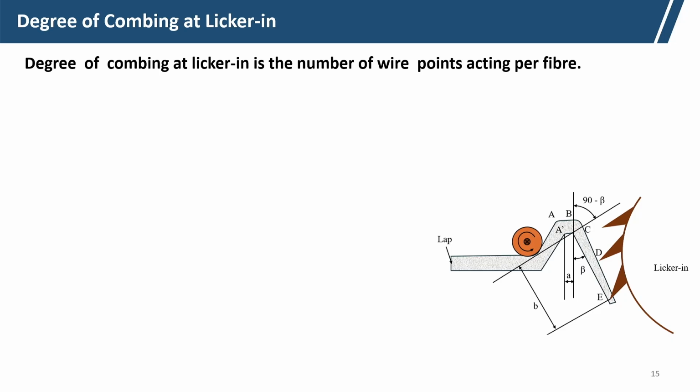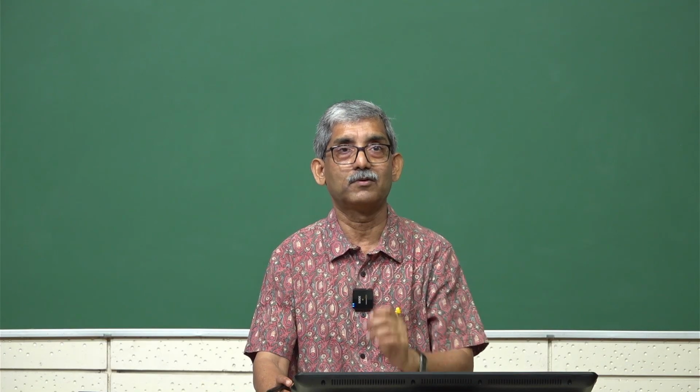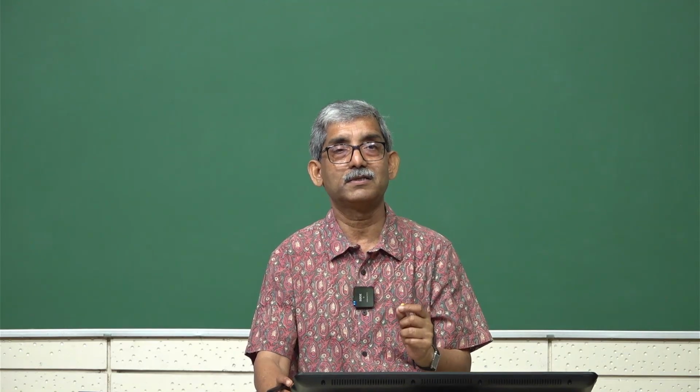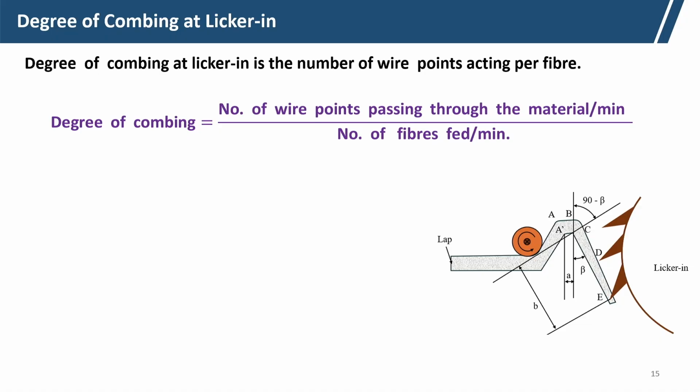And the degree of combing at liquoring is the number of wear points acting per fiber. That we can also calculate, the degree of combing per single fiber, how many liquoring wears are acting. This is the degree of combing: the number of wear points passing through the material per minute and the number of fibers fed per minute. So, it is the number of wear points acting per fiber.